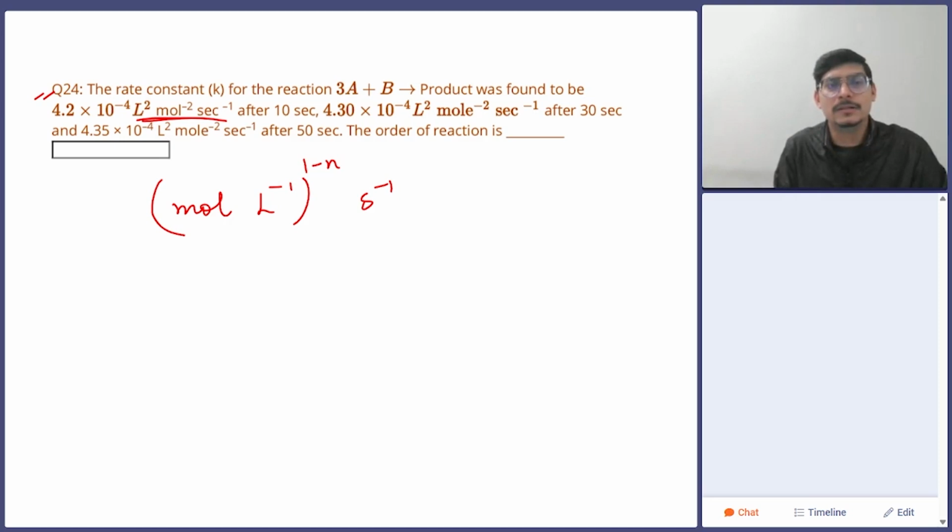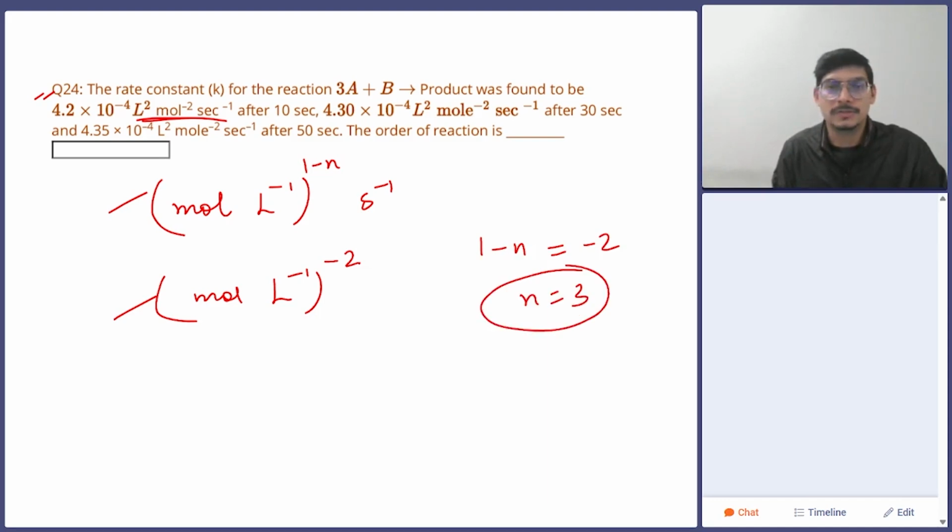In this case, it is liter square mole inverse square, so I can say that it is minus 2, right? Because that's how it makes mole inverse square and liter square. So when you compare these two terms, that means 1 minus n is equal to minus 2, or n is equal to 3. So overall the reaction is third order. All this data, the different values of rate constant, are really not required in order to work out this question.